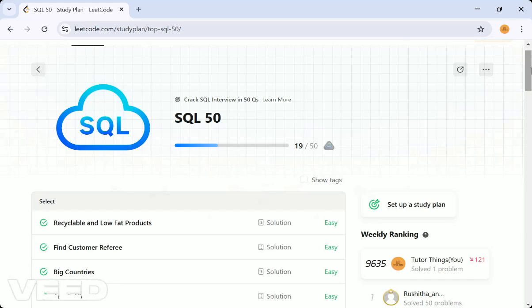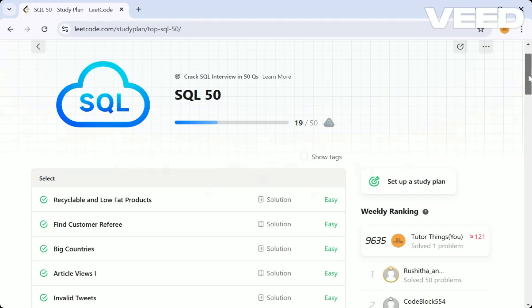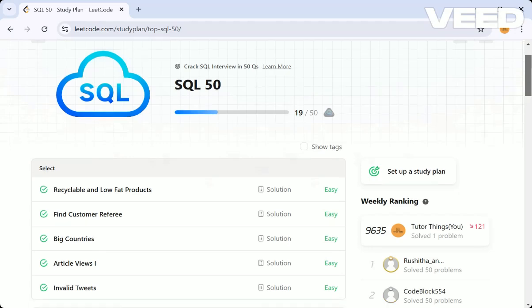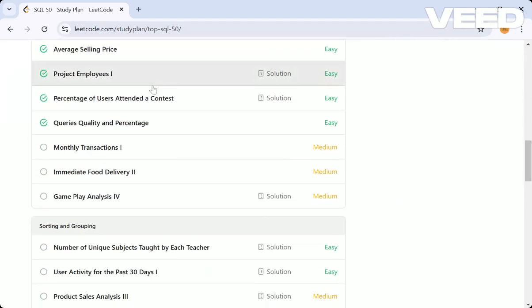As you all know, we have started the LeetCode 50 series, where we'll be solving 50 SQL problems that will help you crack any SQL interview, any data-related job, or brush up your skills in SQL. This helps improve your problem-solving skills. We have already solved 19 problems, so we are now entering the 20th problem. Here it is, the monthly transactions one.